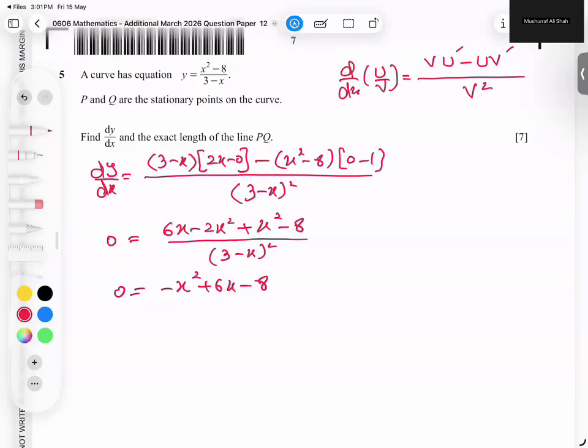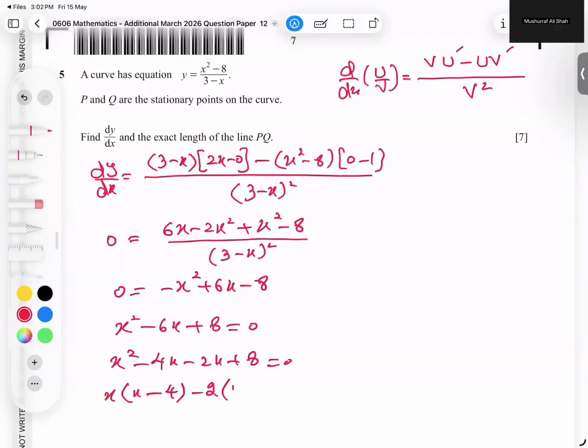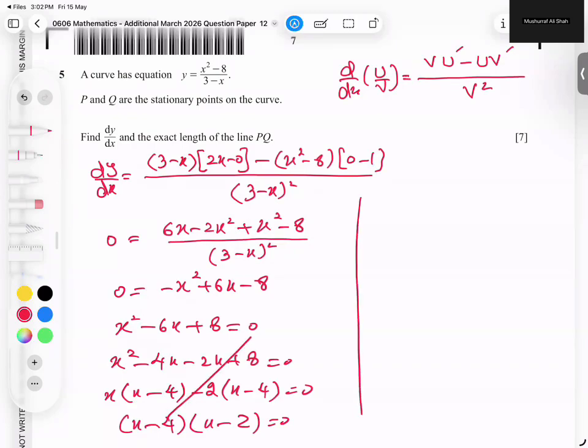I have to factorize. But first of all, I bring everything to the left-hand side. 4 2s are 8. x common, x minus 4. Negative 2 common, x minus 4. I think up till here it is clear. So I'm getting two answers. It is easy algebra. First this equal to 0: x minus 4 is equal to 0 and x minus 2 is equal to 0. So I'm getting 4 and I'm getting 2.